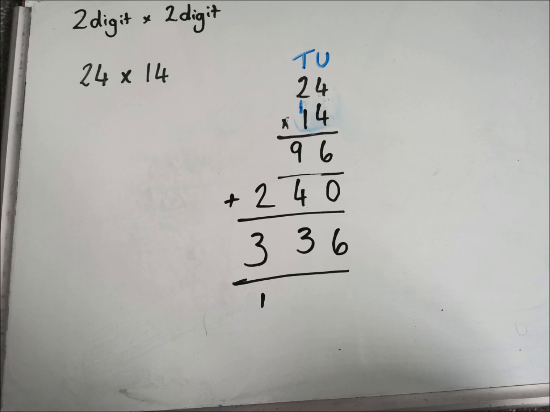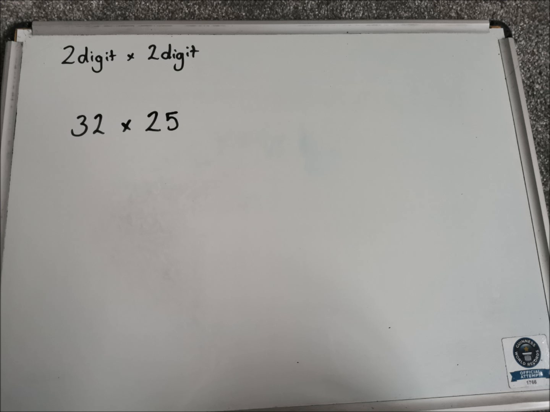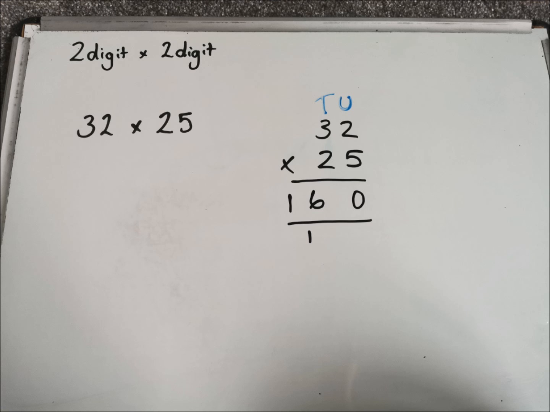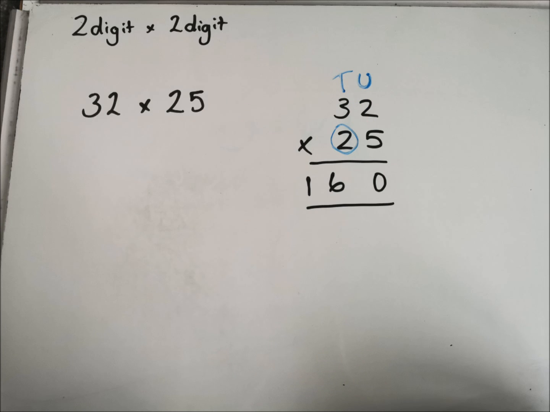Let's do another quick example together. So this time we're going to have a look at 32 multiplied by 25. So again, setting it out just like this, with our nice tens and units columns, and a nice big answer box for us to work out. We start off by doing 32 times 5, so we do 5 times 2, which is 10. We carry the 1 over into the tens column. 5 times 3, which is 15, add the 1, which gives us 16, so in total we've got 160.